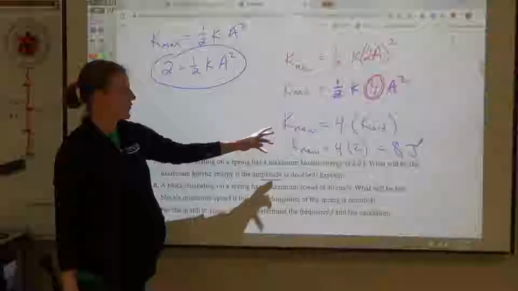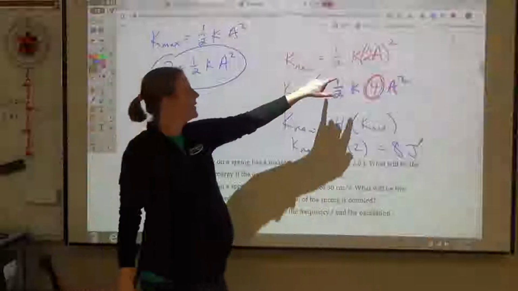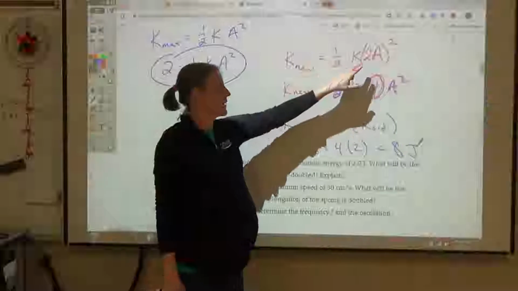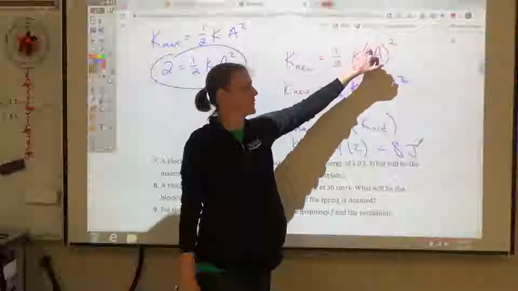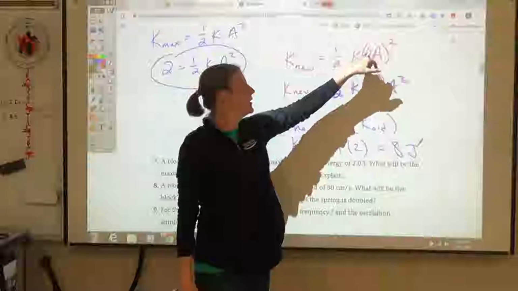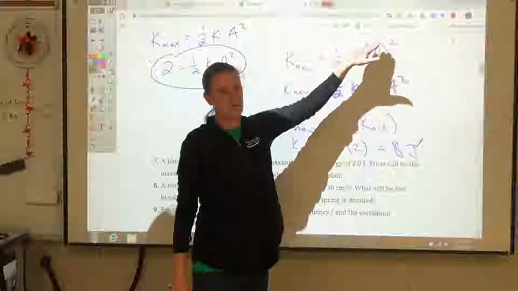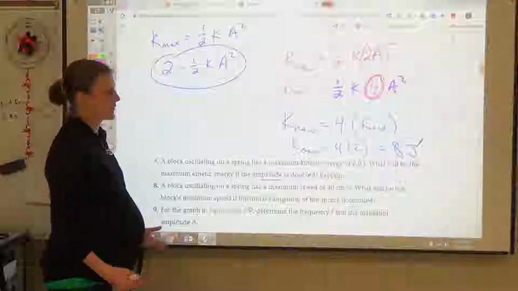You can maybe more quickly just notice that kinetic energy is based off of amplitude squared. So if you double the amplitude, that's going to give you a factor of 4 when you square that 2. So it should be 4 times bigger.